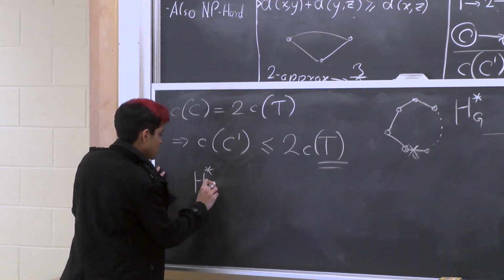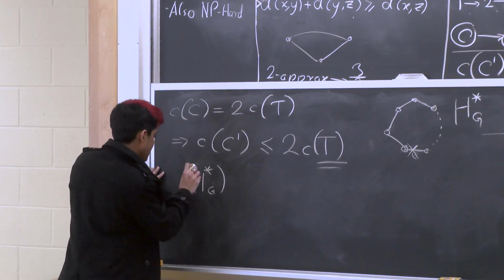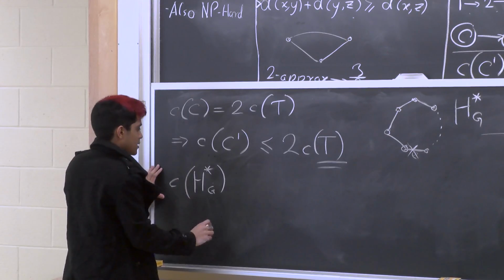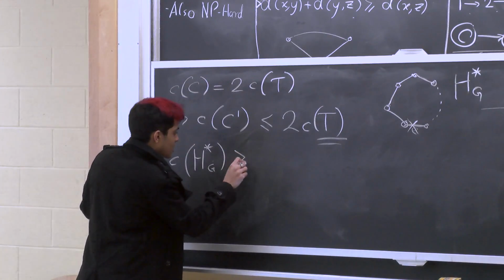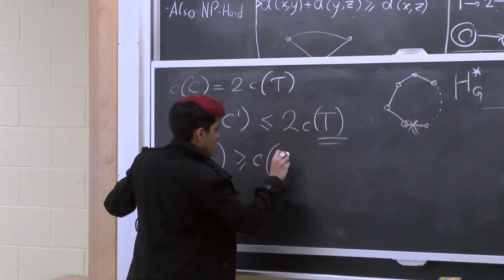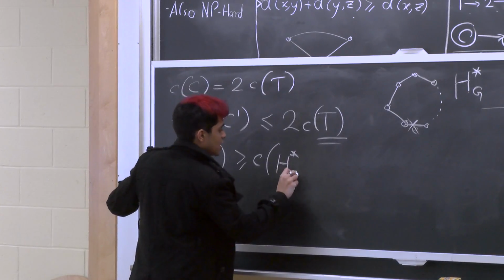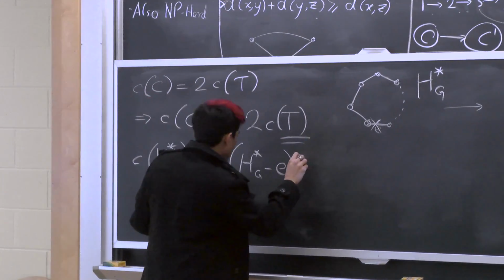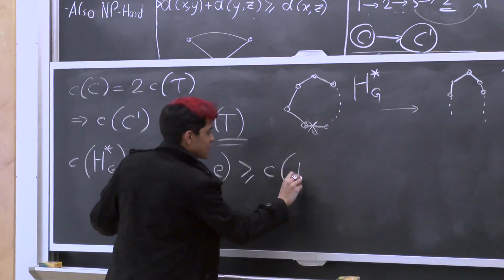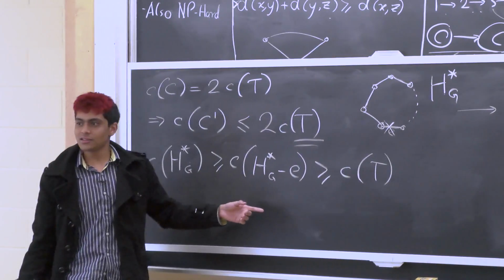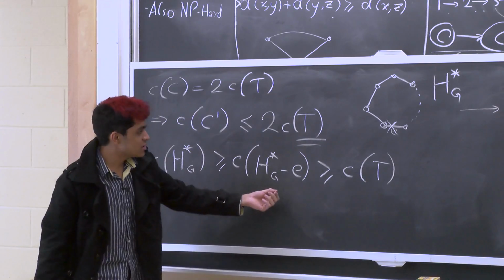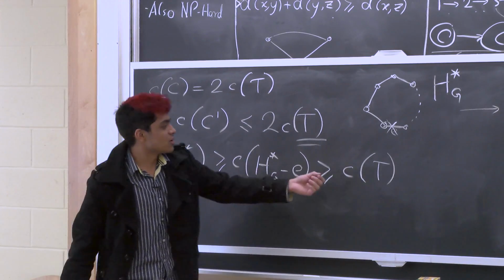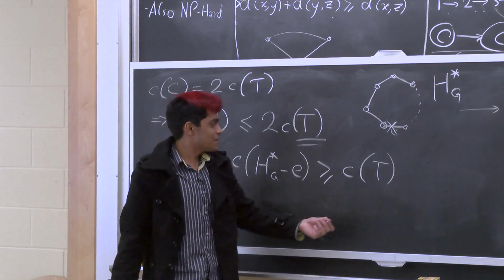The cost of H star of G is greater than or equal to the cost of H star of G minus the edge we removed, which is greater than or equal to the cost of T. Make sense? So you removed one edge, and then that is still greater than the minimum spanning tree.